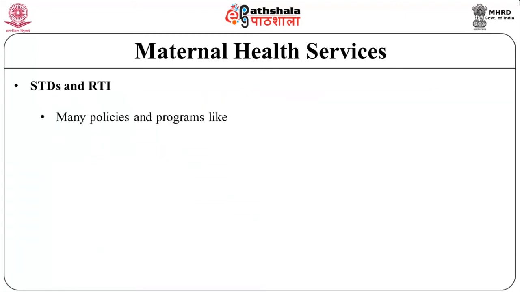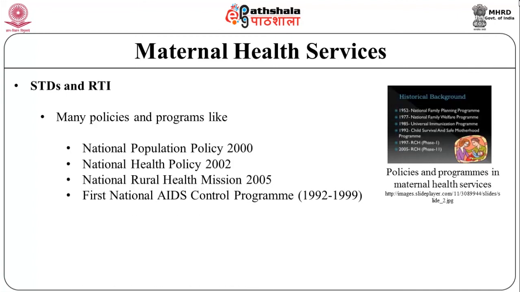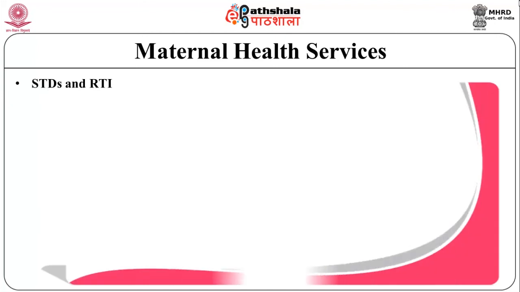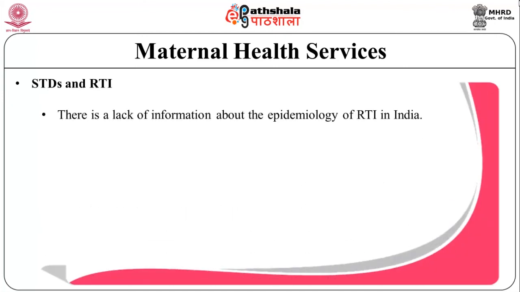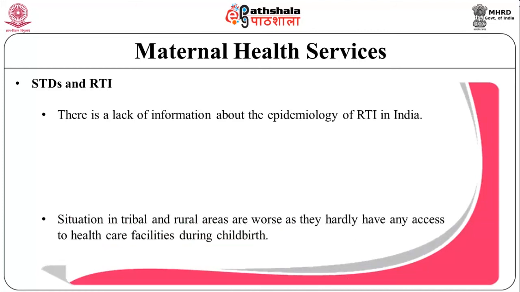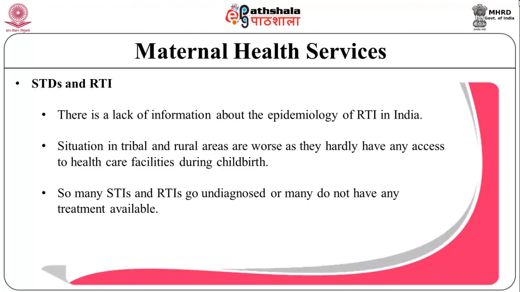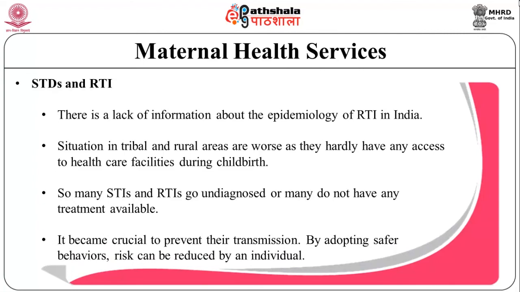Many policies and programs like National Population Policy 2000, National Health Policy 2002, National Rural Health Mission 2005 and First National AIDS Control Program 1992 to 1999 have been launched for increasing women's access to health services for preventing, managing and screening of RTIs. For many reasons, there is a lack of information about the epidemiology of RTI in India. Situation in tribal and rural areas are worse as they hardly have any access to healthcare facilities during childbirth. So many STI and RTI go undiagnosed or many do not have any treatment available. It became crucial to prevent their transmission.